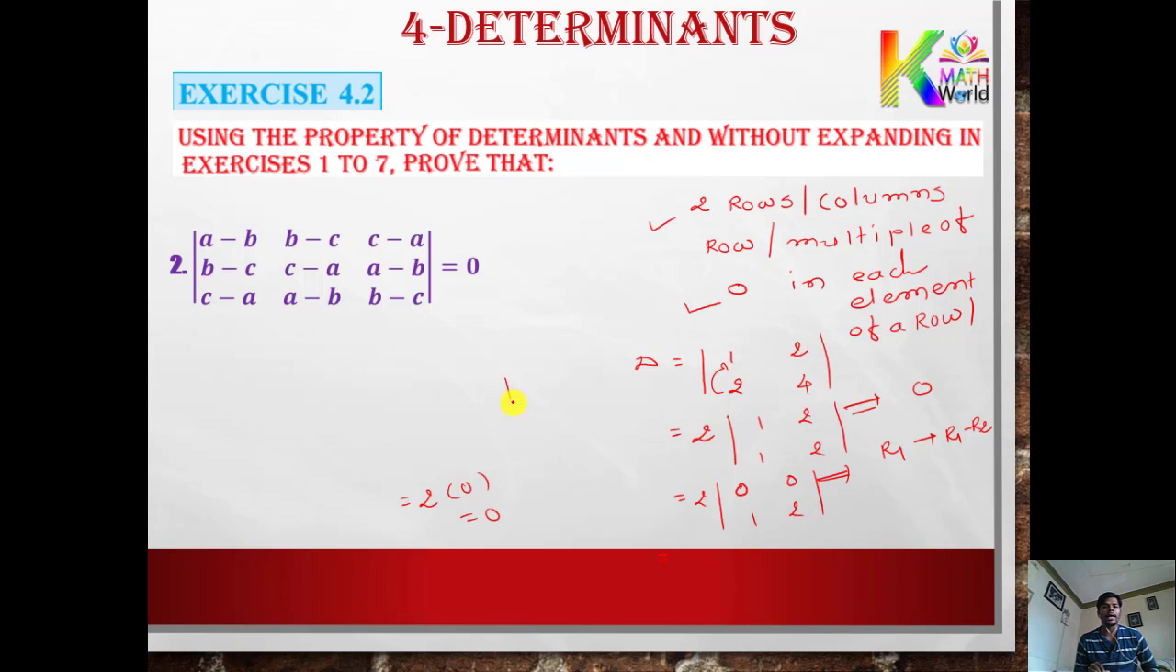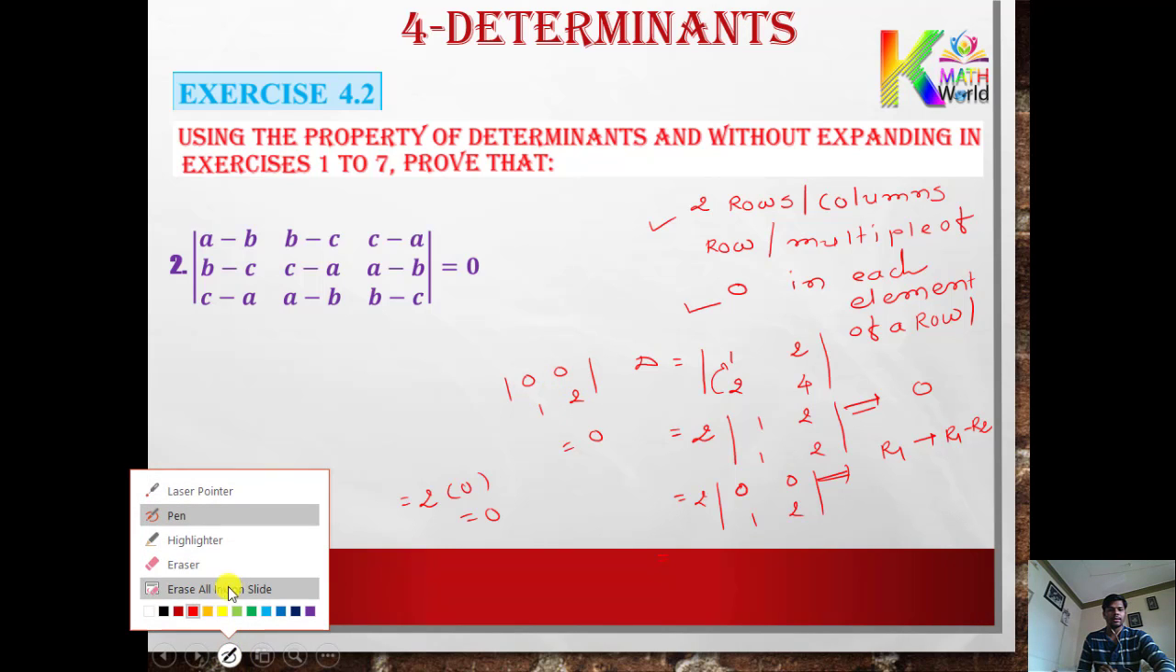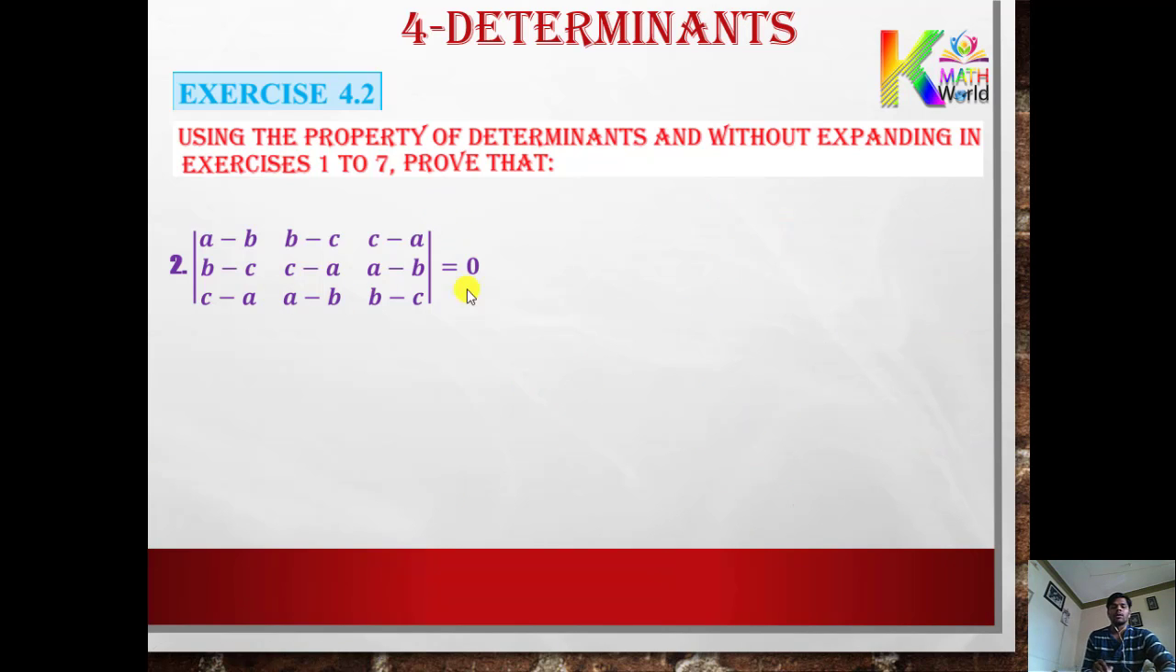Or you can consider a direct illustration also like this: 0 minus 0, then 0. Obviously, it means if each element of a row or a column is 0, then the value of the determinant is 0. Okay, now here we try to solve the third case.